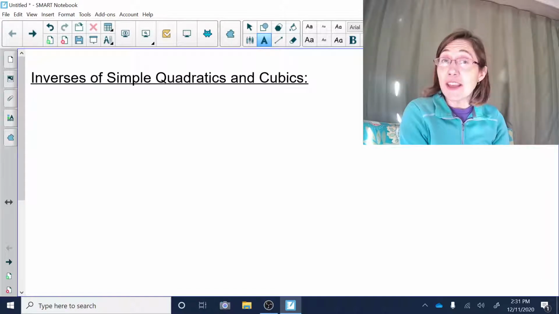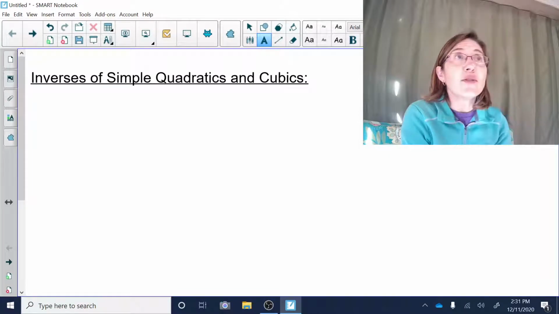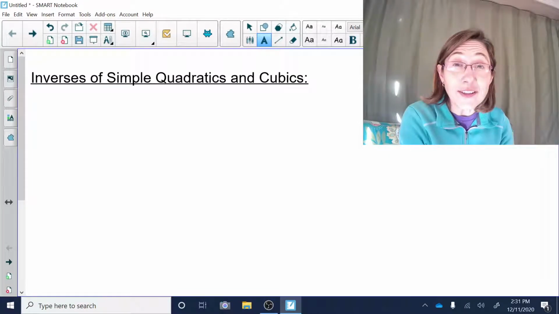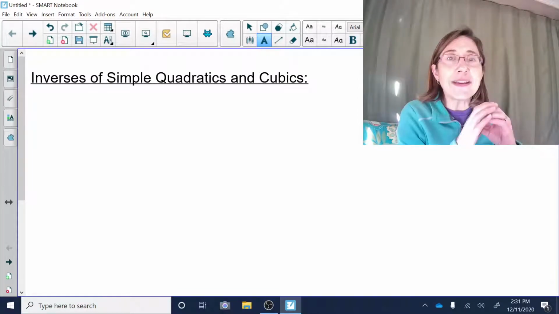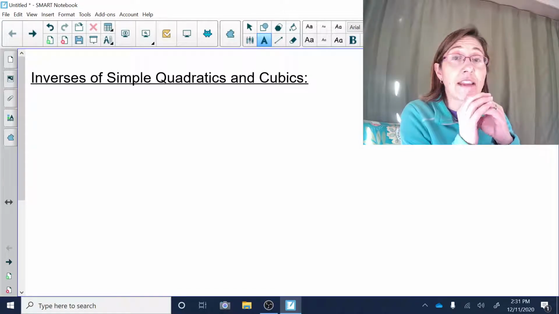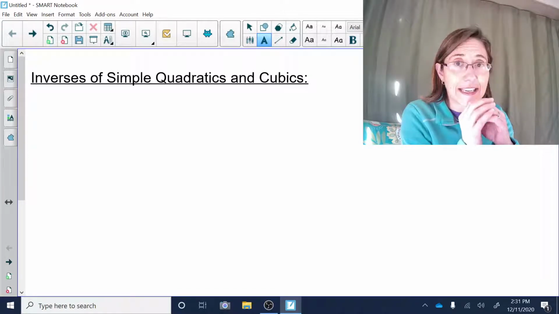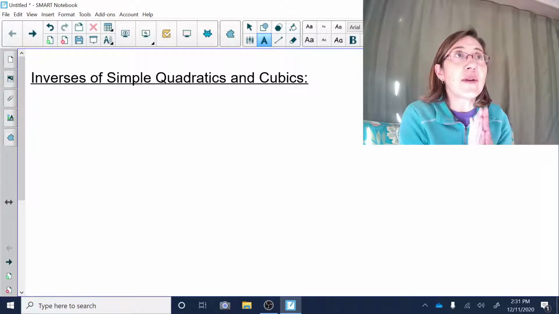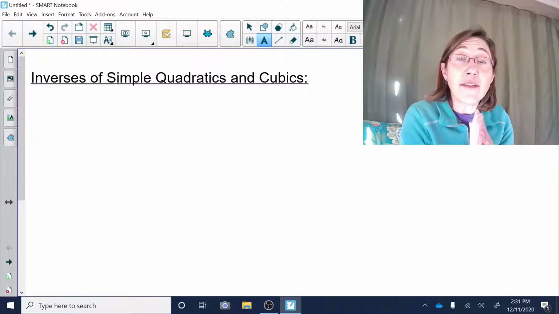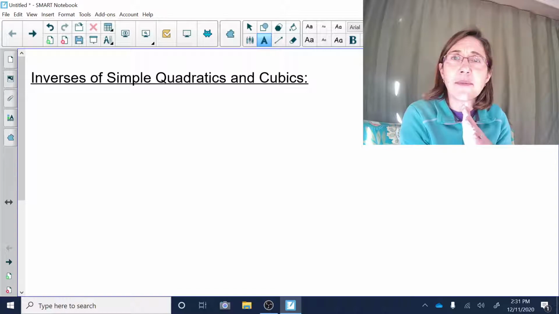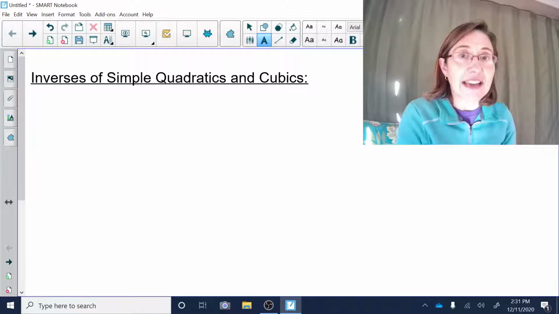I'm kind of hoping that you noticed something when you were doing the inverse puzzles yesterday, that puzzle piece that had the inverses and the originals both graphed together, and then they also had the line y equals x graphed on it. Did you notice anything about how they related? We're going to use that today, okay?